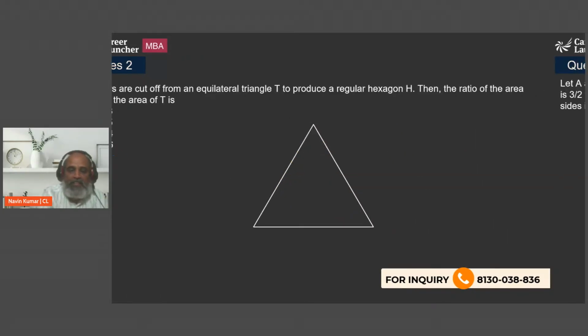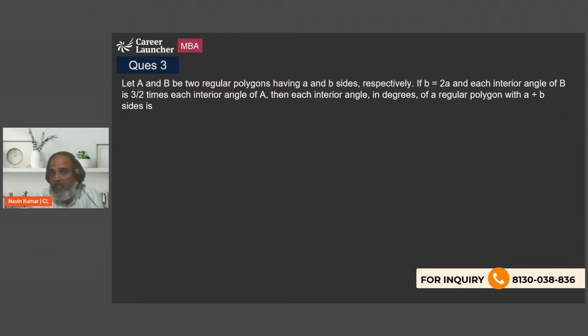Okay. Next: let A and B be two regular polygons having A and B sides respectively. B is equal to 2A and each interior angle of B is 3/2 times each interior angle of A. Then each interior angle in degrees of a regular polygon with A plus B sides is. So we will be using the interior angle formula that we have seen in the concept today to figure out the ratio or the numbers of A and B.